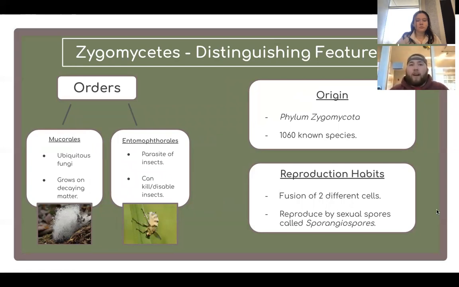The origin is the phylum Zygomycota, a division of kingdom fungi with 1,060 known species that are mainly land organisms. The reproductive habits: Zygomycetes reproduce by the fusion of 2 different reproductive cells called sporangiospores.